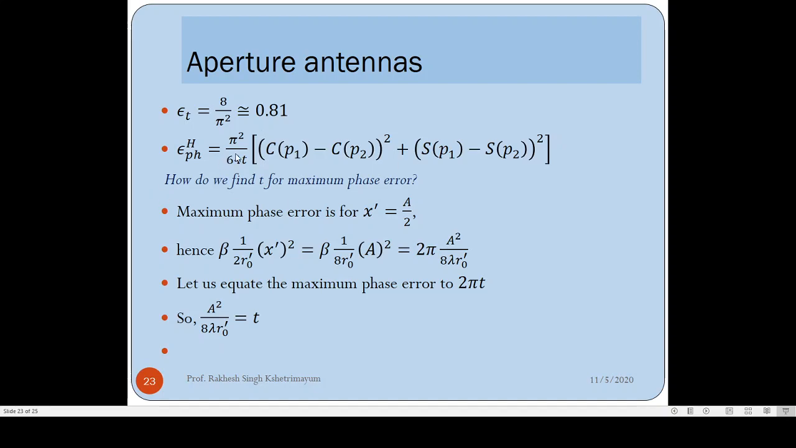We know what T is, but we don't know what P1 and P2 are. We know these are cosine and sine Fresnel integrals, but we don't know what P1 and P2 are. Let us find that.